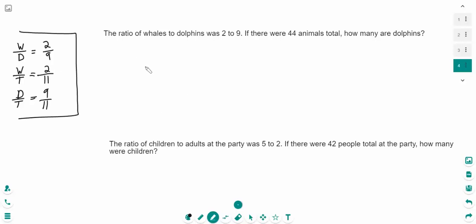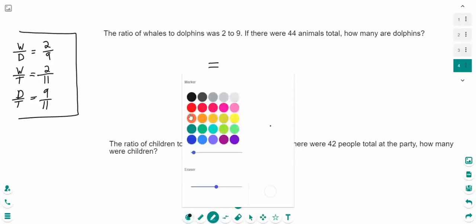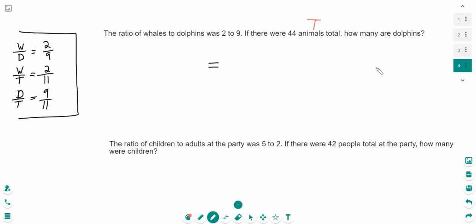Now we get to decide which one we're going to use. So we have our equal sign here for our proportion. Let's look at what they're telling us here. If there are 44 animals total, how many are dolphins? Okay, so we're looking at a total here, and we're looking at dolphins, a T and a D. So we need a ratio that has a T and a D. In this case, it's just this last one. So we're going to use the ratio 9 over 11.